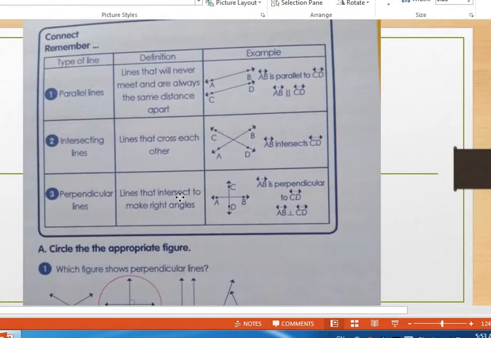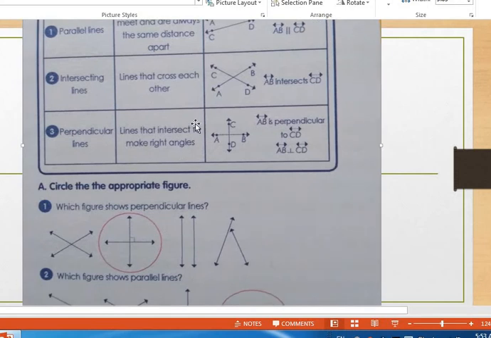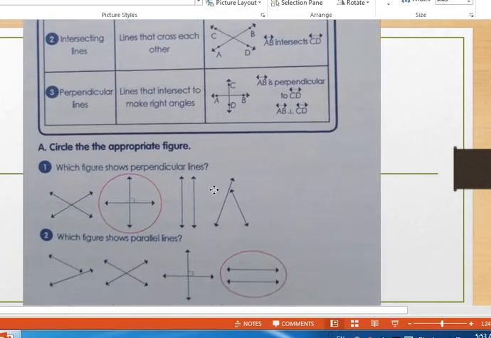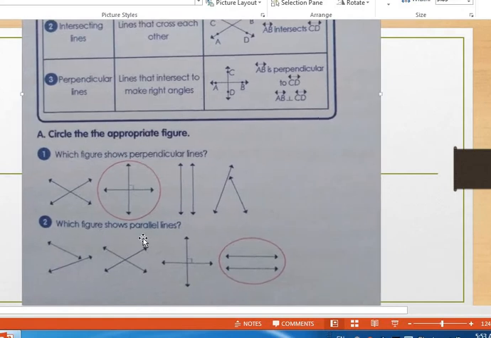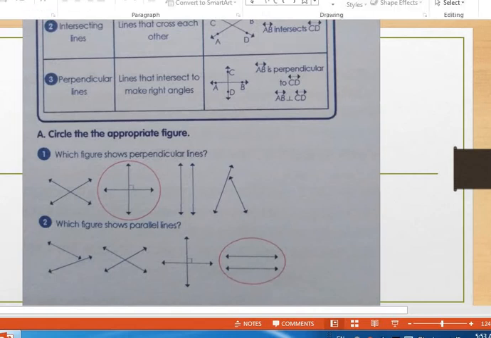Moving to the practice book, the same idea here. I have parallel, intersecting, perpendicular. Which figure shows perpendicular lines? This is not perpendicular. They are intersecting but not forming 90 degrees. Yes, these are intersecting and giving 90 degrees. This is the sign of 90 degrees, perpendicular. Which figure shows parallel? Yes, this one.